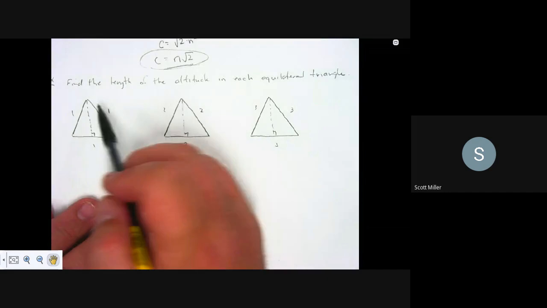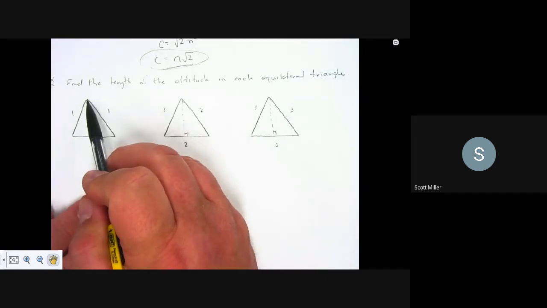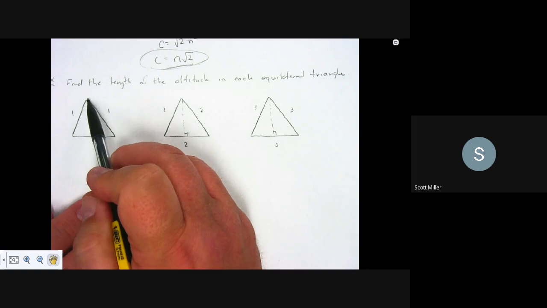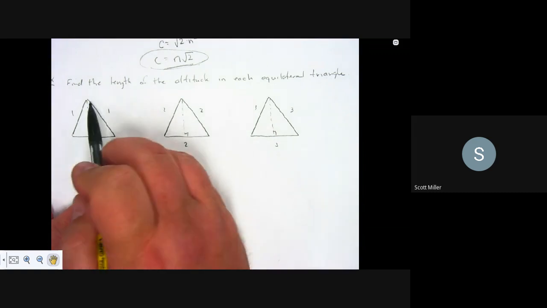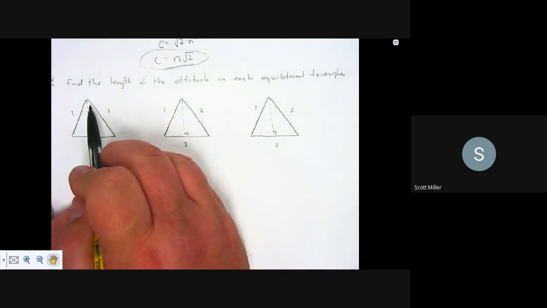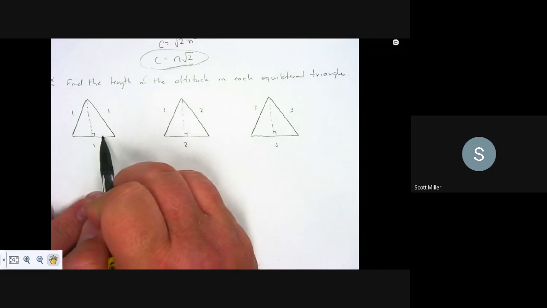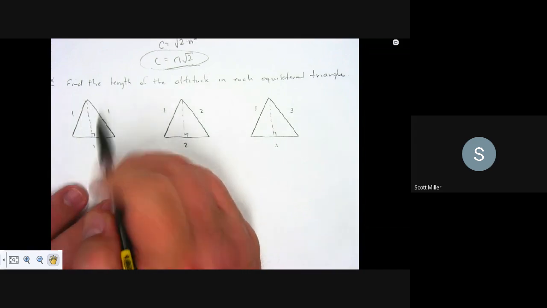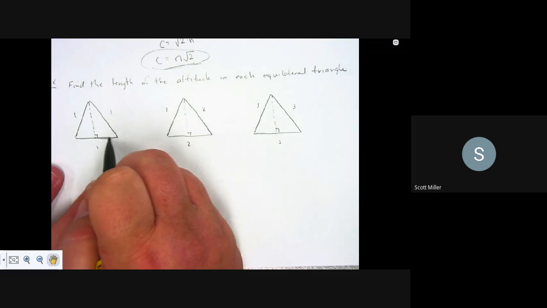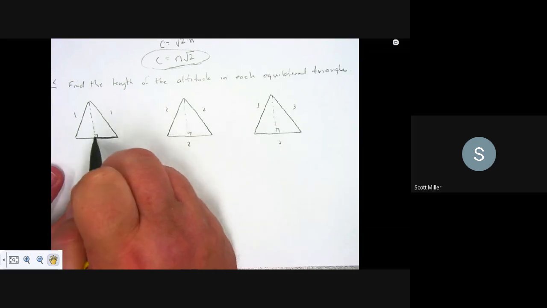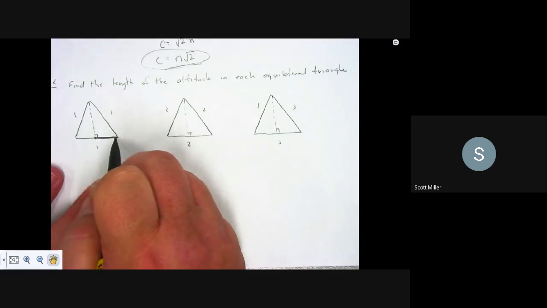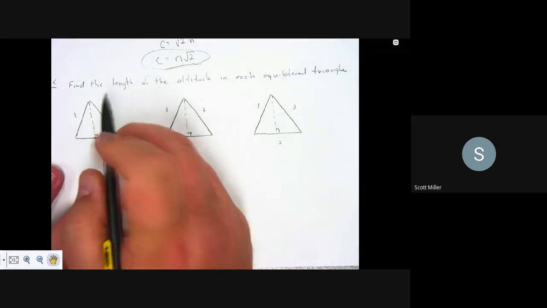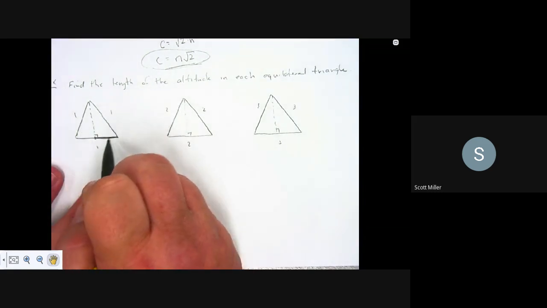The altitude is from the apex, from a vertex to the midpoint on the opposite side. Basically, in an equilateral triangle, it bisects this angle. The altitude bisects the side and it is perpendicular to the side. So what that means is that the distance from here to here is half of the side length. Since this side is all ones, the distance from here to here is 1/2.